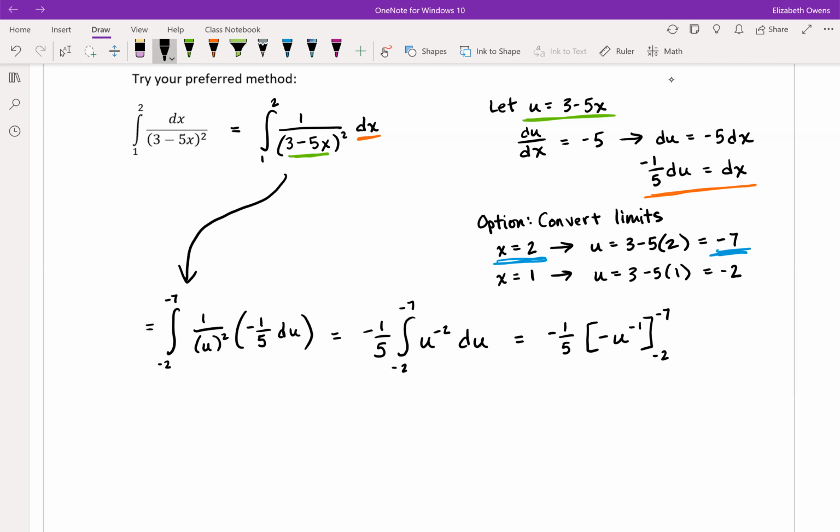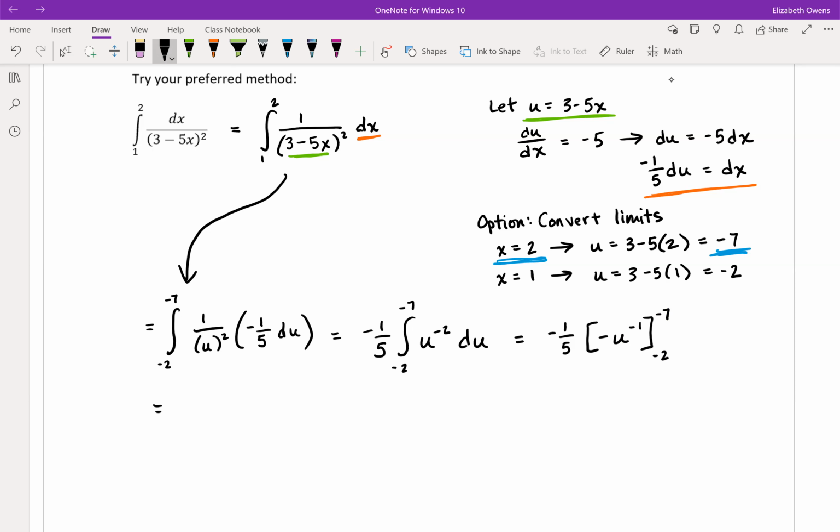And put our limits of integration on here. Since these are u values, -7 and -2, that means we're going to be able to plug them in directly to this antiderivative we've found. That's why we don't want to leave x values on this thing. Otherwise, you might be trying to plug x's into a u-shaped hole, and that does not work.